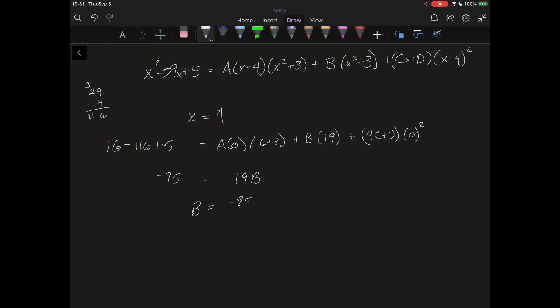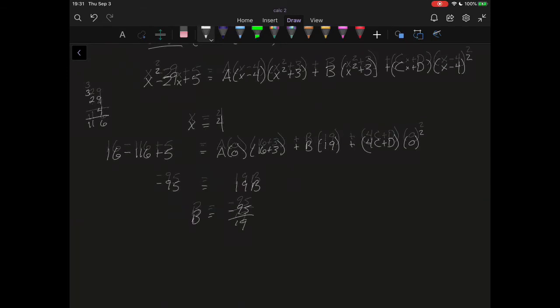So B is negative 95. Now 95 over 19 is actually 5. So B is negative 5.